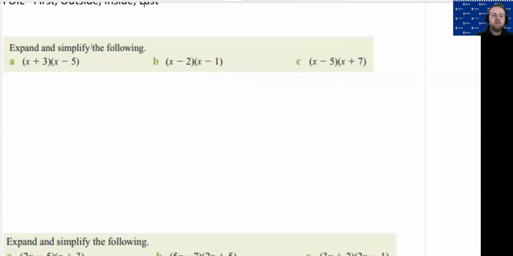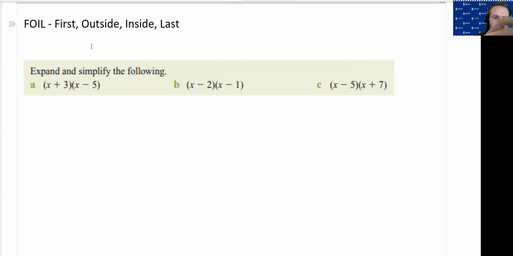Okay, so for this first example here, we have to first expand the first term in each pair of brackets. So x times x is going to equal x squared. Remember we're multiplying. There's a hidden times between the two pairs of brackets. So we do the first term times the first term in both pairs of brackets, which is x squared. The next thing we've got to do is the outside ones, which is going to be x times minus 5. So remember to include the sign of the number in front of it.